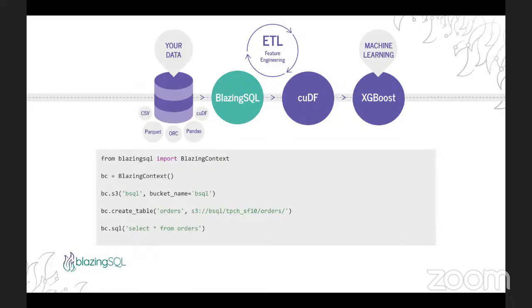In this particular case, it's S3 BSQL TPCH SF100 orders. And then automatically, just like that, we can start running SQL queries against that table, the orders table. Once the feature engineering and the ETL part is done using BlazingSQL or cuDF, whatever is easier for you, you can hand it over to machine learning. In this particular case, we push it onto XGBoost, but it can be any machine learning algorithm that is available in cuML. And cuML keeps growing both in feature richness and also speed.